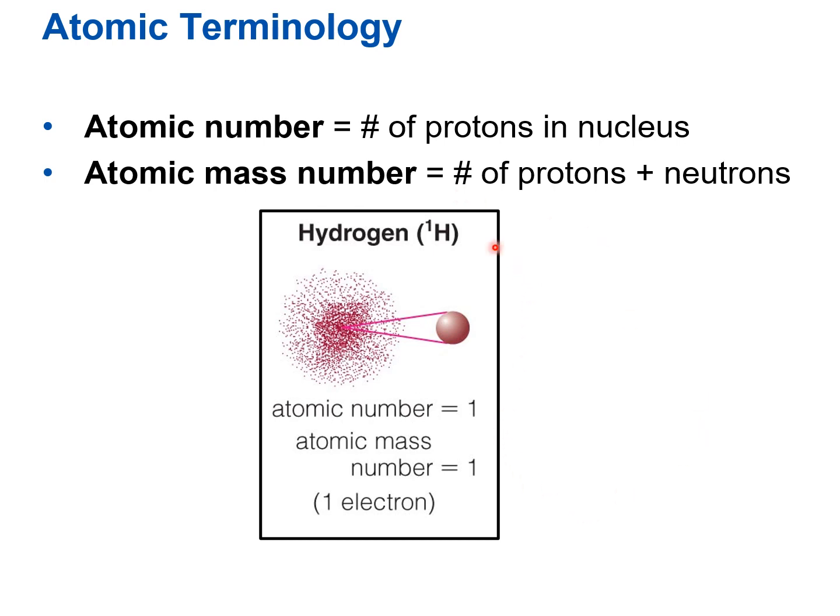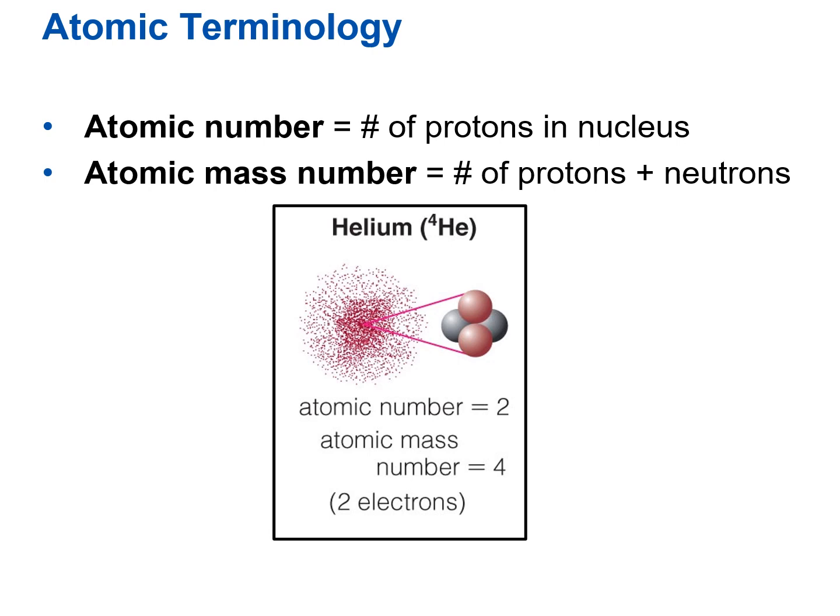Now, you can see this notation right here. The name hydrogen is spelled out, but we can also write it as its symbol H. And that one to the upper left-hand side means it's its atomic mass number. So that's known as hydrogen 1.